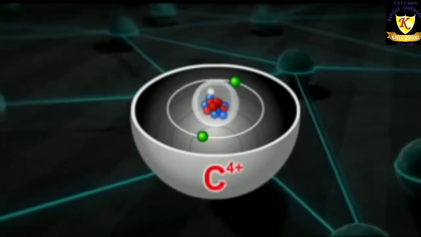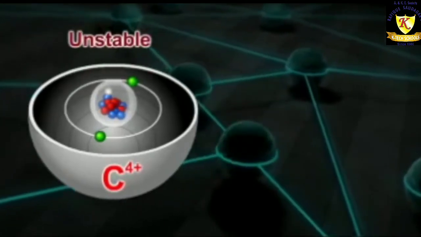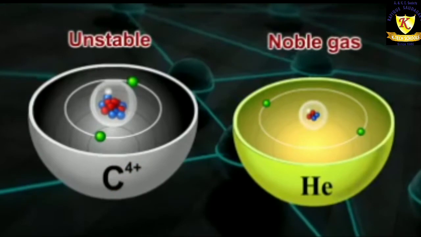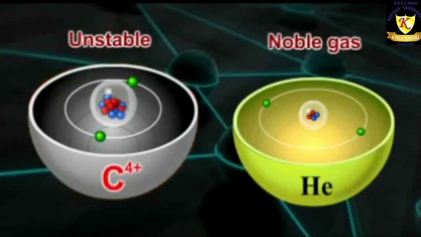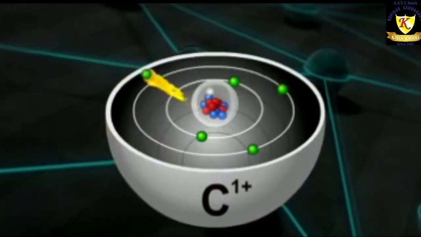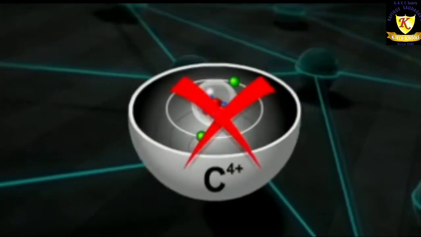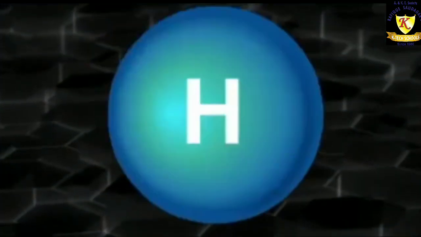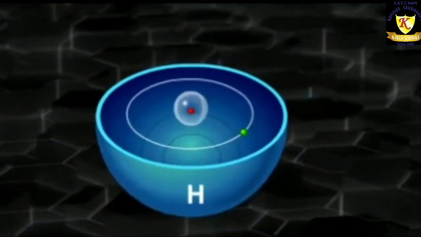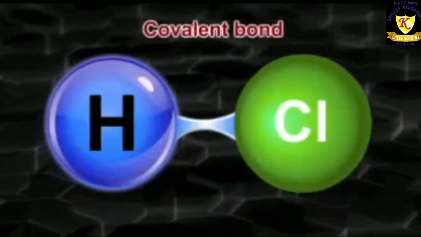Moreover, carbon cations that would ultimately form in this process become unstable in spite of their noble gas configuration because of small size with high net charge. Therefore, carbon atom does not take this route to attain a noble gas configuration. The chemical bond formed by sharing of 2 valence electrons between the 2 atoms is called a covalent bond.